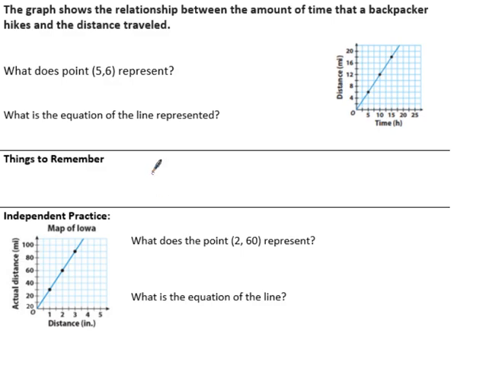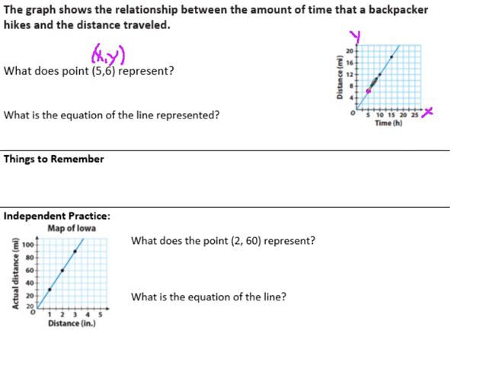Okay. Finally, this graph right here shows the relationship between the amount of time that a backpacker hikes and the distance traveled. What does the point 5, 6 represent, and what is the equation? If I look at this point right here, what does that point represent? The 5 is the x value, the 6 is the y value. We always remember that the first number in an ordered pair is x, the second number is the y. So here's my x values, always on the bottom. If we need to label this, label this. And then this is always the y.